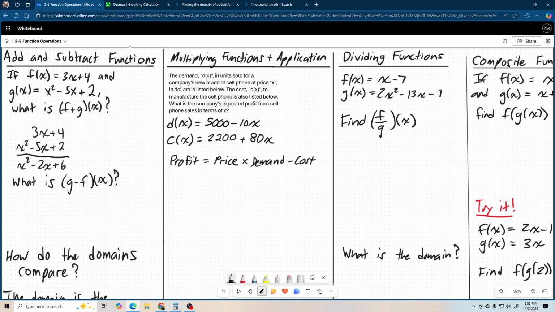Okay? Now let's look at g minus f of x. Well, it's kind of the same idea, right? It's going to be g of x, which is x squared minus 5x plus 2. And then it's minus f, right? So it's the opposite of f. So if f was 3x plus 4, this is going to be negative 3x minus 4, right? We take the negative of that. And now we just add down, right? So it'd be x squared minus 8x minus 2.